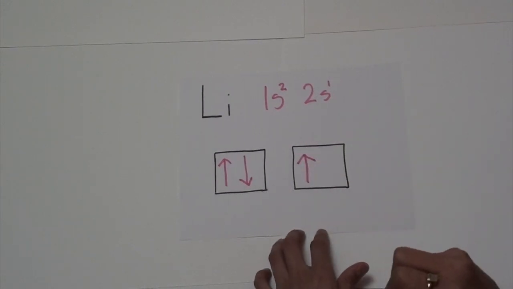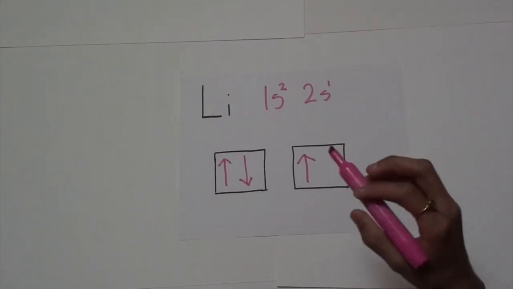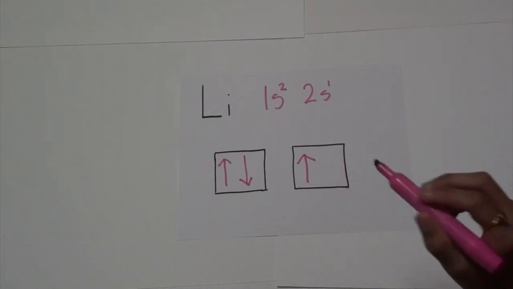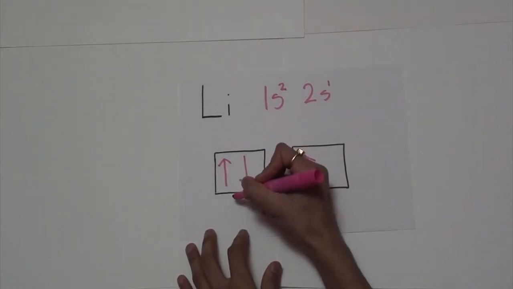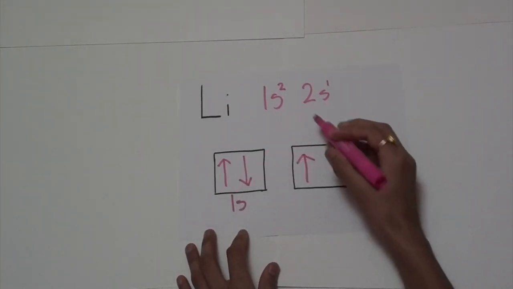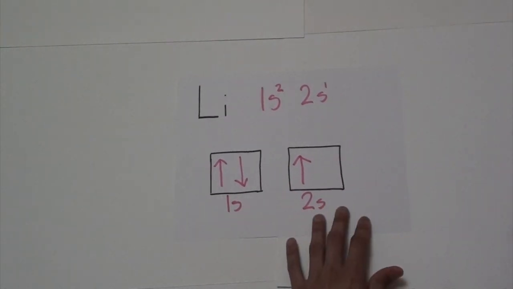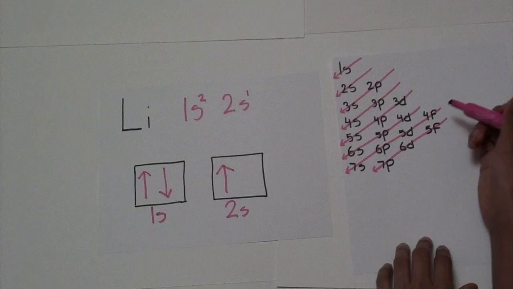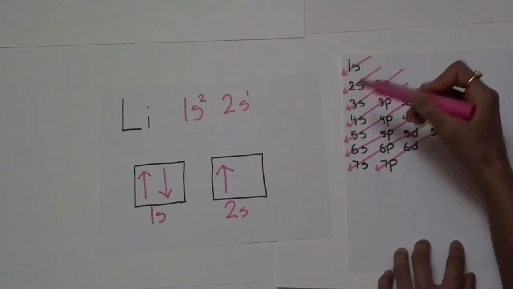Now one thing I want you guys to remember is that whenever you're doing your orbital box diagrams, you must label your energy level under the box. So you know this one is your 1s sublevel and this is your 2s sublevel. And once again, you can use this chart to help you remember that. So you know your 1s comes first and then your 2s comes next.